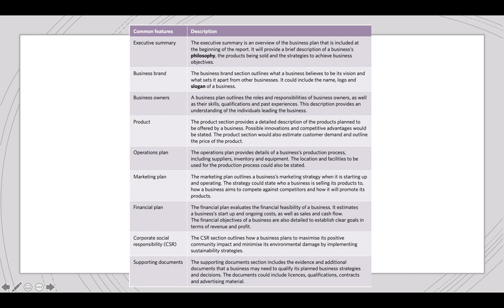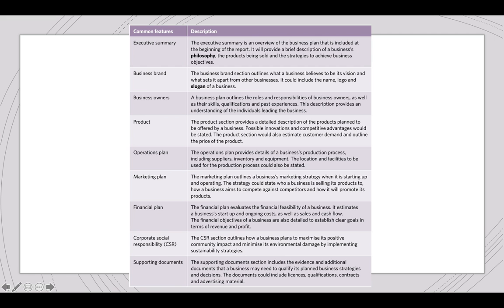Financial plan. So how much money are you actually going to need to start the business, to run the business? So again, looking back at how much these resources are going to cost you, how much your employees are going to cost you, how much is your overheads going to cost you. Okay. Financial objectives of a business are also detailed to establish clear goals in terms of revenue and profit. So if a business's main goal is to make a profit, that is going to be needed to be incorporated into the business plan and how you're actually going to achieve it.